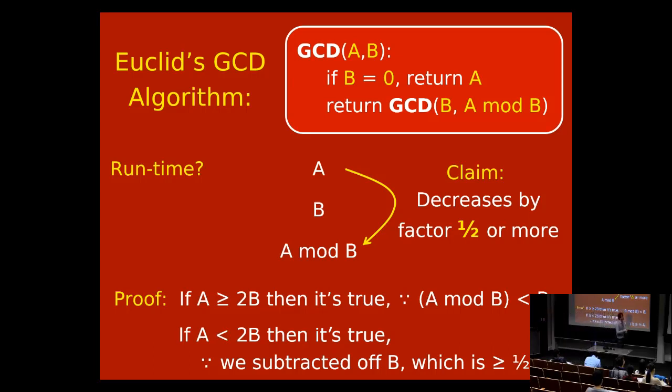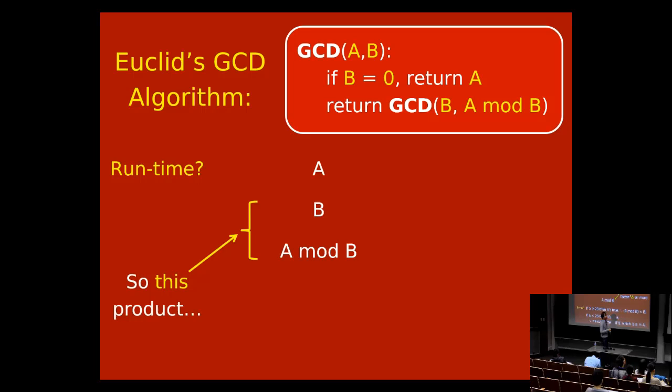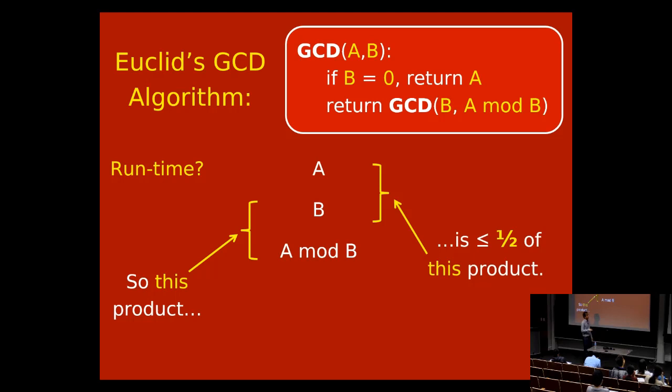When we go from A and B, in the next iteration, this will be our pair of numbers. This is a cute way to figure things out. This product, this number times this number, is at most half of this number times this number. Because in this product, they both contain the factor of B, so you can ignore that. And we just showed that this one is at most half of this one. So exactly what this is saying is that, as you're going along in this GCD computation, you have two numbers, and then you mod one, and you get two new numbers. The product of those two numbers always goes down by a factor of half or better.